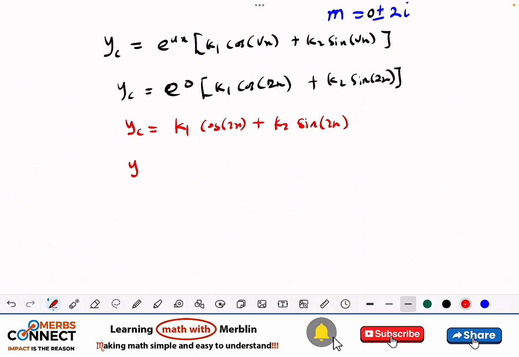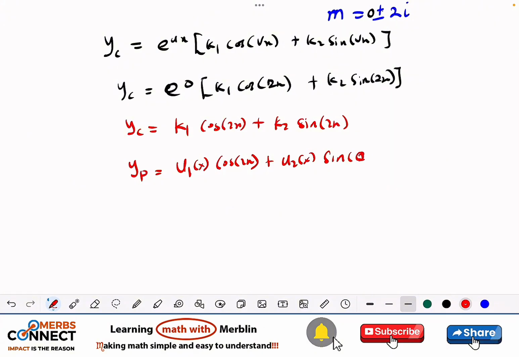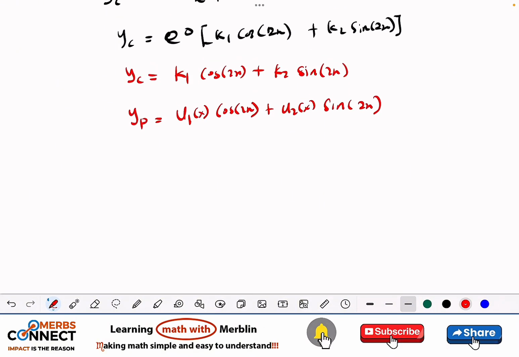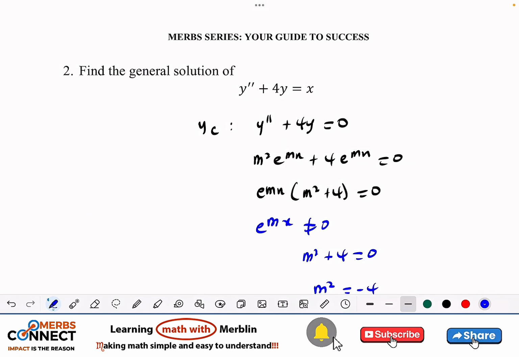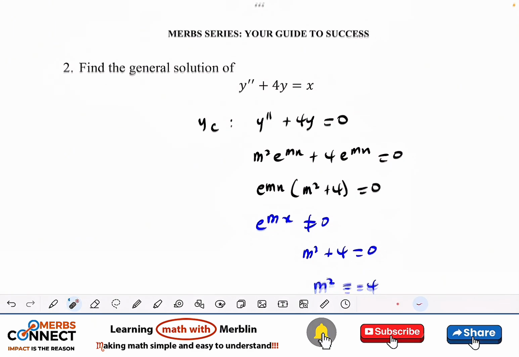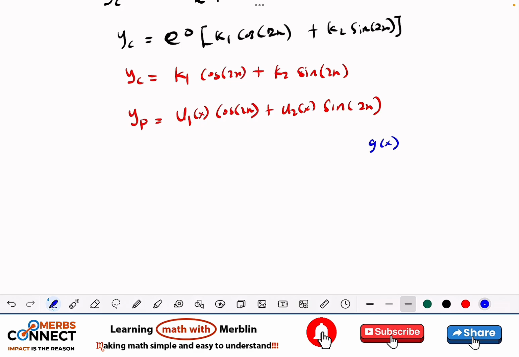We need to guess the particular solution. So we are going to change k1 to u1, which is in terms of x, with the cos, right? So this is very simple to write. And then k2 to u2 with the sine. Good. So that's the particular solution that we need to get from here. Then now we need to ask ourselves, what is g of x? From the question, g of x is equal to x. Good. So g of x is equal to x.